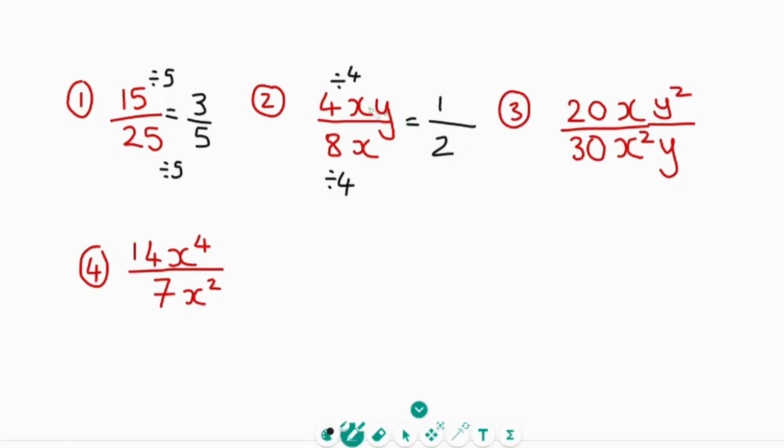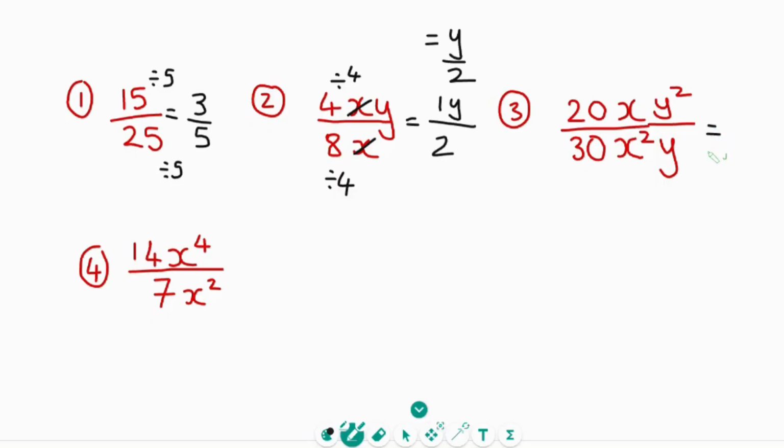Now, what's x divided by x? Anything divided by itself is 1. 10 divided by 10 is 1. 15 divided by 15 is 1. X divided by x is 1, so they just cancel out, and we're left with y. So the final answer is just y over 2.